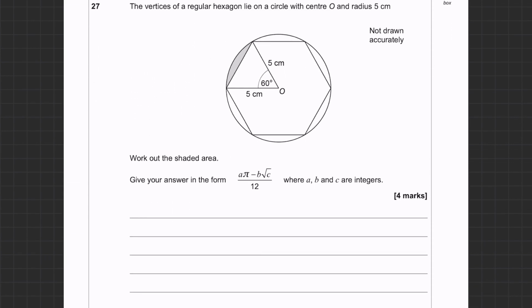Another hefty question now. The vertices of a regular hexagon lie on a circle with centre O and radius 5 centimeters. Work out the shaded area, which we can see here. Give your answer in the form a pi minus b root c all over 12, where a, b and c are integers. Now we can probably assume the answer will leave us with this form anyway.